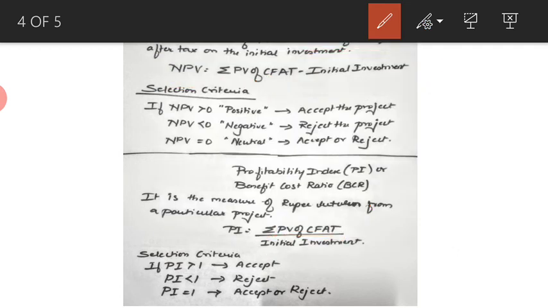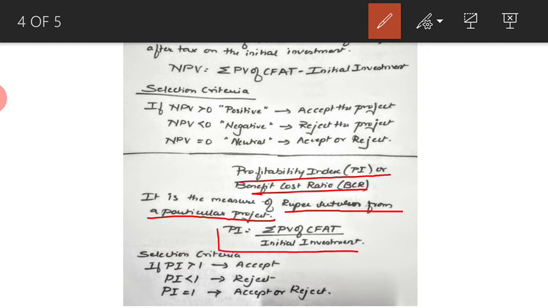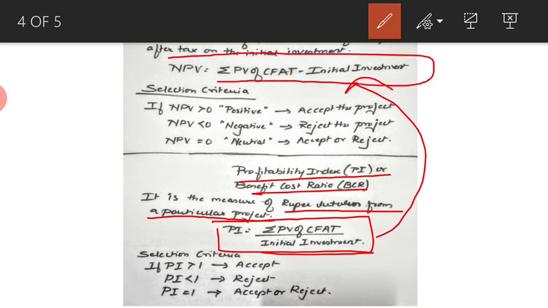So what is profitability index or benefit cost ratio? It is the measure of rupee return from a particular project or investment. So if I invest 1 rupee, how much will I get back from that is given by profitability index. So what is the formula for profitability index? The formula is summation of present value of cash flows after tax divided by initial investment. I hope you are understanding the similarity between these two formulas. This is summation of cash flows after tax minus initial investment. Here it is divided by initial investment.